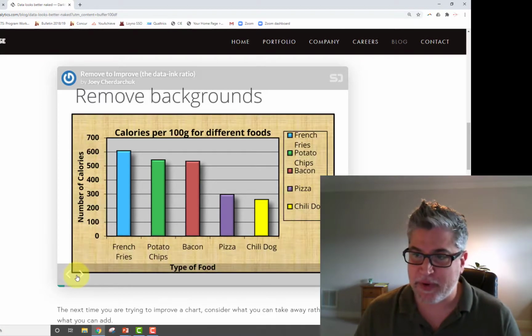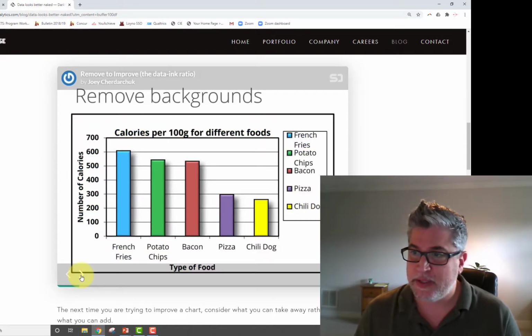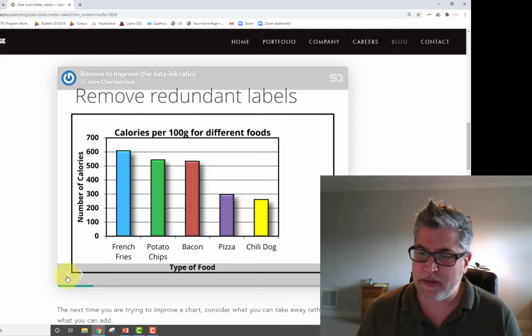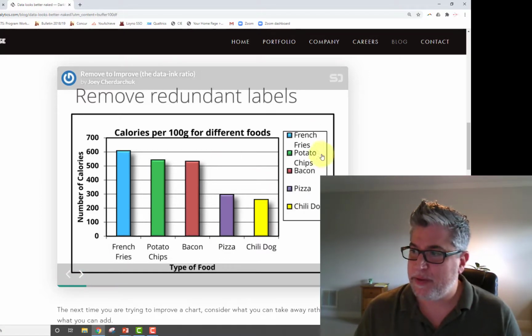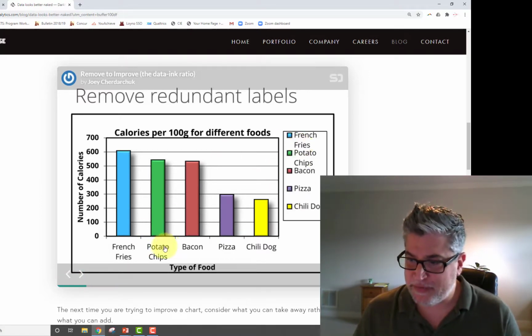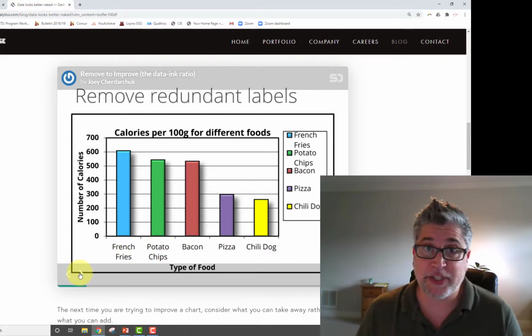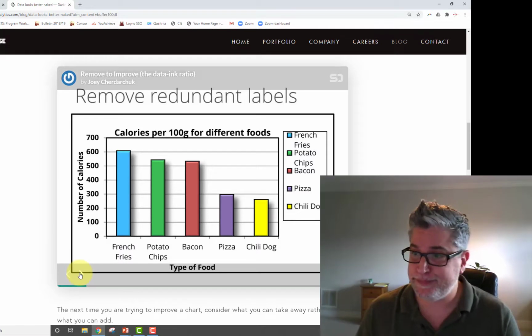The first thing is they got rid of the background, because why is that there? Just because you can do it doesn't mean you should. All right, then they removed some more backgrounds. They got rid of some redundant labels. All right, you don't need a legend if all that information is already on there. Excel will want to put a legend. You can delete it. You should.